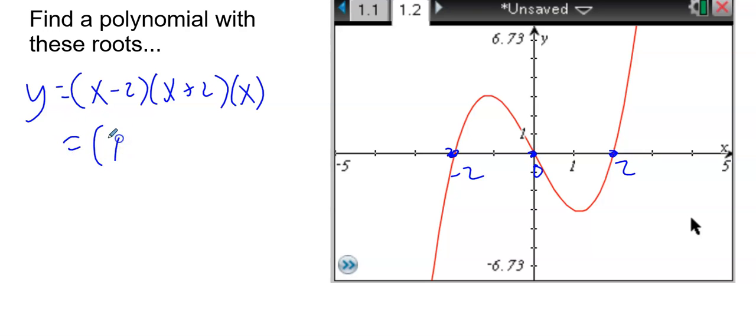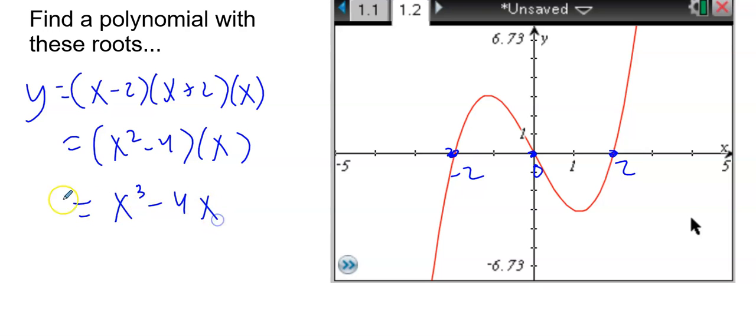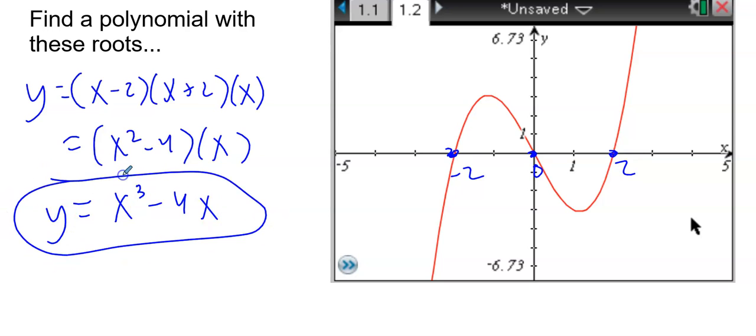So if you FOIL the first 2 together, you get x squared minus 4 times x, distribute the x, you get x cubed minus 4x, which would be one function that has this look to it. We don't really know where those points are, up there or over here or over here. But that's one function that definitely does have those solutions. If we knew those exact other points, we might be able to figure out what the a value in front of this function is. But that's one function that has those roots, which is what the question asked for. That's your lesson.